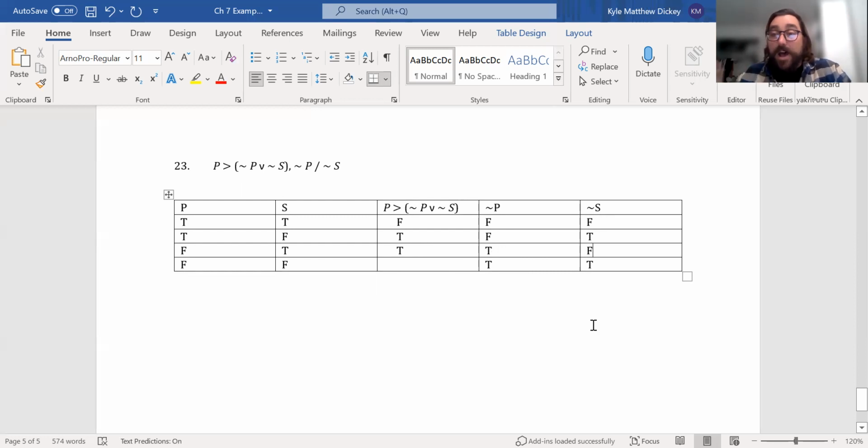It means that it's possible, in the world in which P is false and S is true, no matter how you want to fill in the rest, that we know this premise, if P, then not P or not S, is true, and this premise, not P, is true, but the conclusion, not S, is false. So that means that this is not a valid argument.